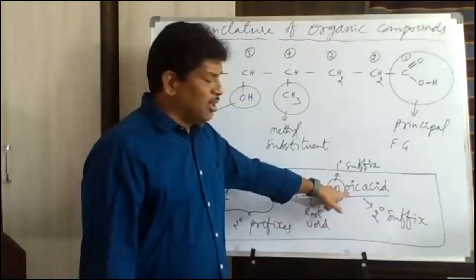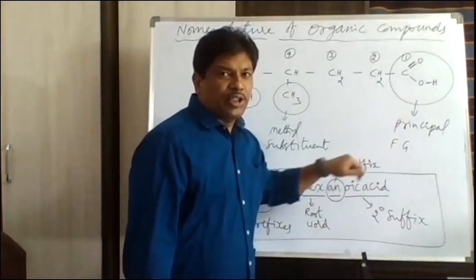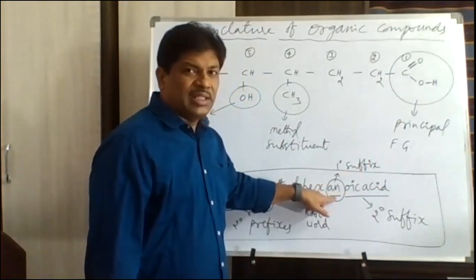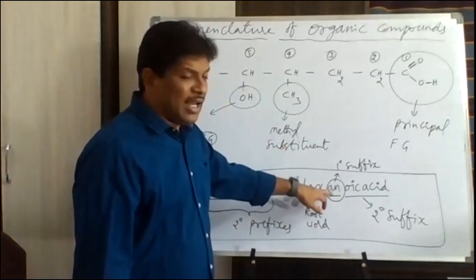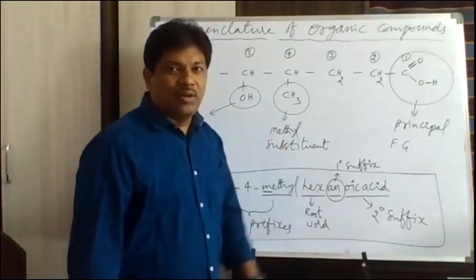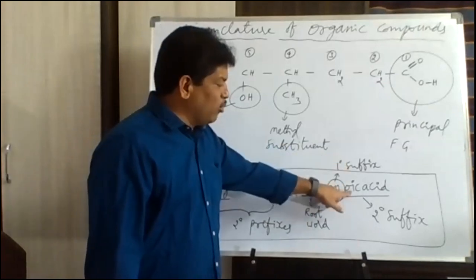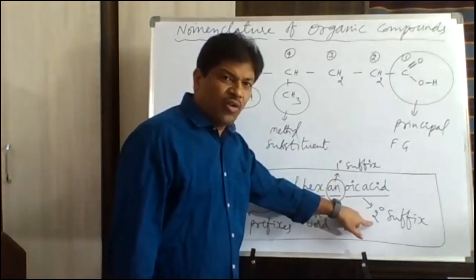Here oic acid is the secondary suffix of the principal functional group, the COOH group. That's why, as the vowel O is there, we have to drop E from this ANE. That's why we have written AN. So in hexanoic acid, AN represents the primary suffix, and oic acid represents the secondary suffix.